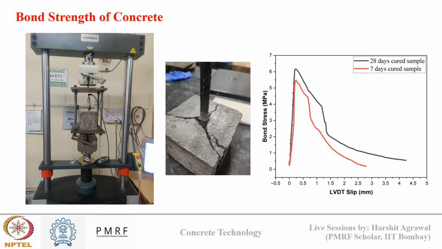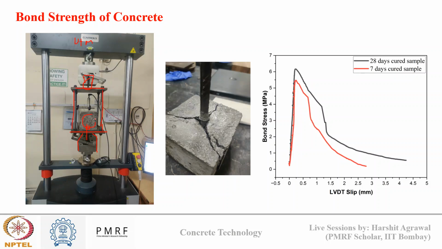So here you can see how bond strength of concrete is determined. This is from one of my setups in the concrete lab here at IIT Bombay. In the first figure you can see a universal testing machine, UTM, where I have a pull out frame. This frame has a hole at the bottom, and through that hole my rebar is passing and it is gripped here. The top end of the pull out frame is gripped at this portion.